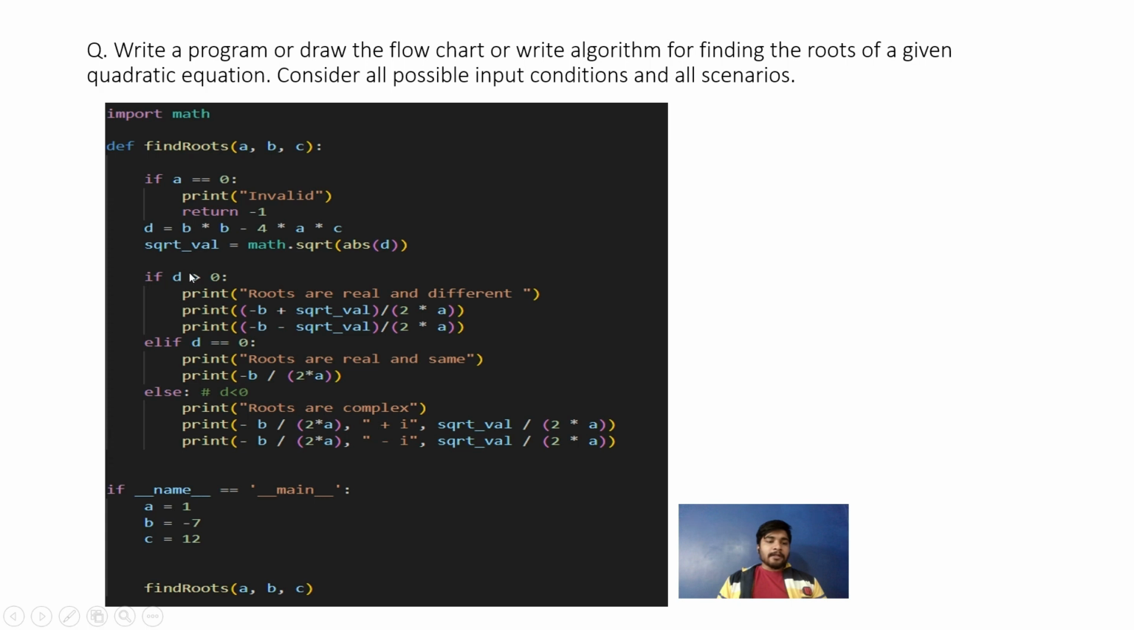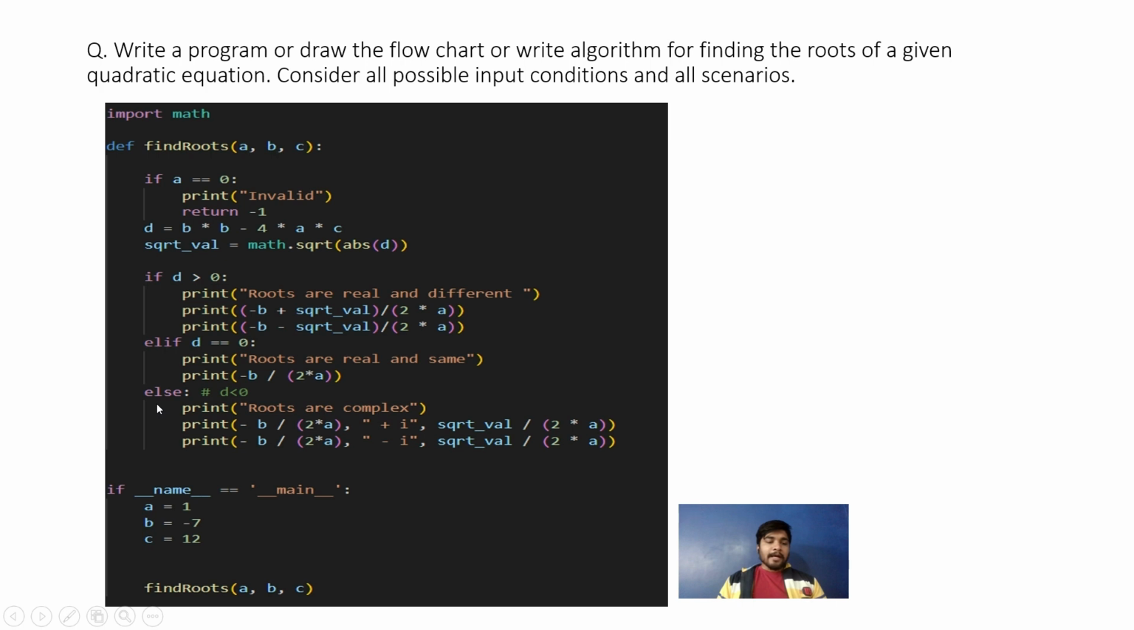Now if d is greater than 0, print roots are real and different. Then print (-b plus square root value) divided by 2 into a, and print (-b minus square root value) divided by 2 into a. And if d is equal to 0, print roots are real and same. Then print -b divided by 2 into a.